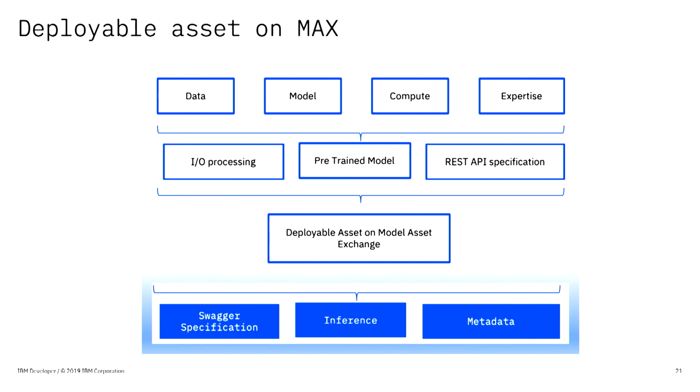example. So a deployable asset takes this data, model, compute, and expertise, puts it together with the processing and the compute power, of course, and you get a pre-trained model. But what's important here is that a deployable asset on the exchange is both the pre-processing and post-processing code that we saw before, as well as the model, and a standardized REST API.